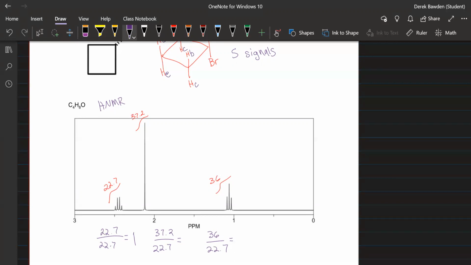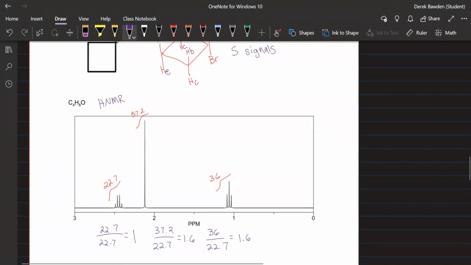This comes out to about 1.6, and this comes out to about 1.6 as well. Okay. So now we know that the ratio on these is 1 to 1.5 to 1.5, just about, okay? 1.6 is close enough to 1.5 that we can just round it, okay?